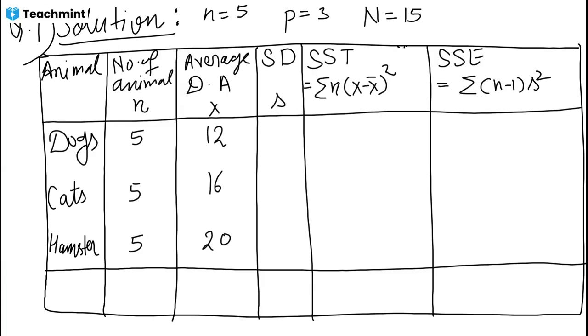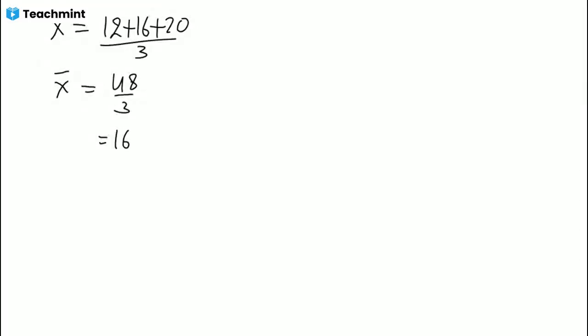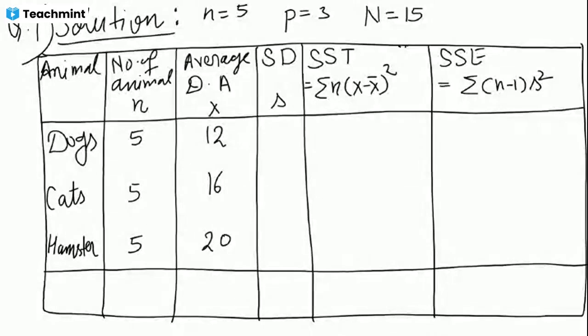So here we need to find x bar also. Remember, x bar is the sum of all values divided by the number of values. X bar is the mean only, right? Yes, exactly. So we have 16, because we need to find this. So n is 5.